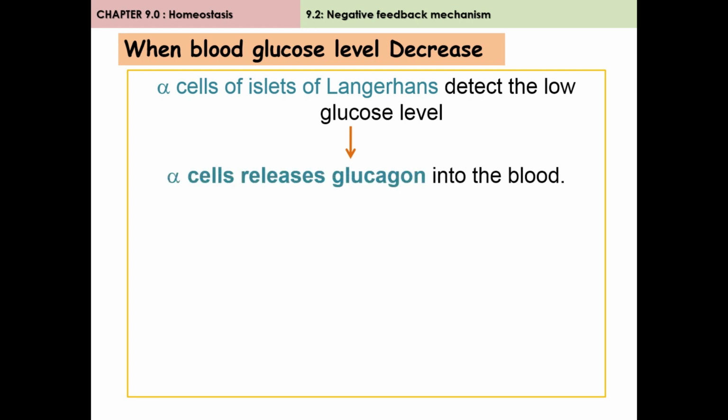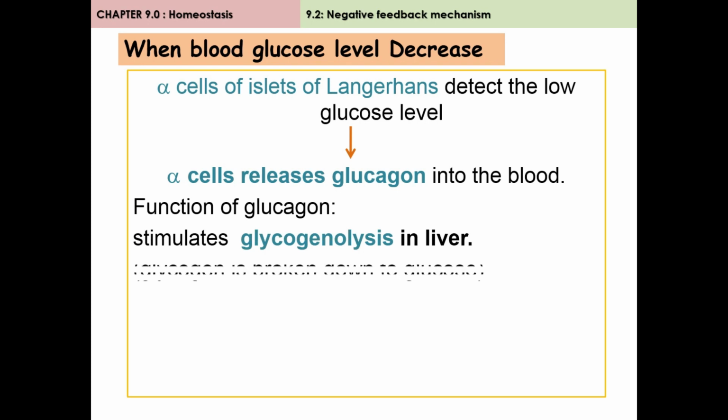Okay, function of glucagon is that it will stimulate glycogenolysis in the liver. What does glycogenolysis mean? Glycogen is broken down into glucose.